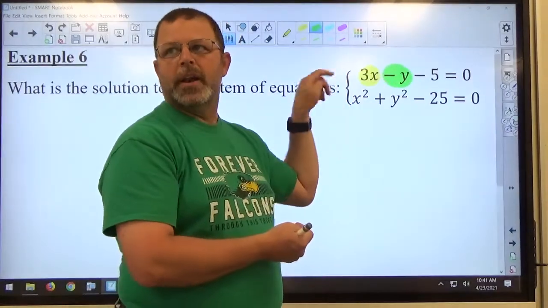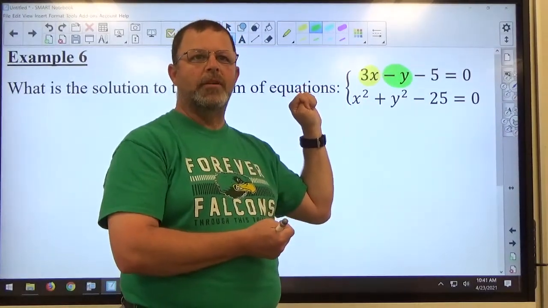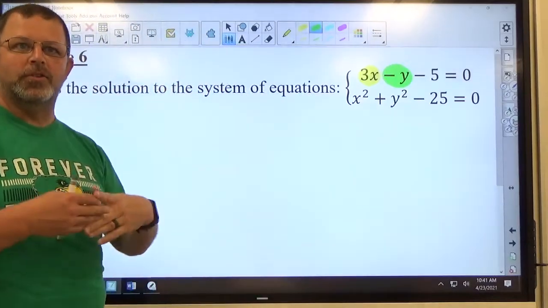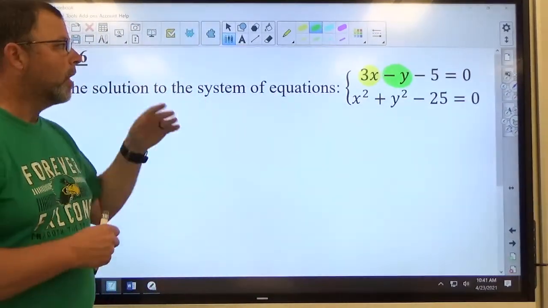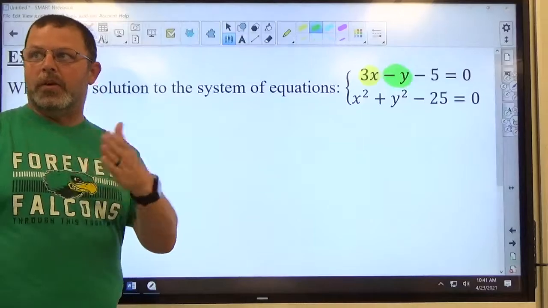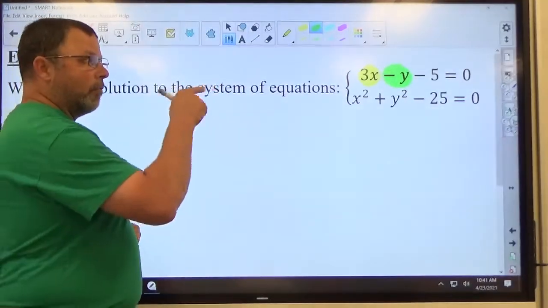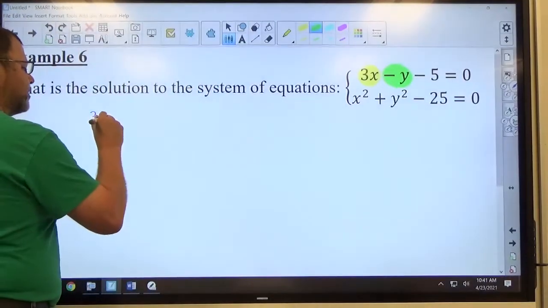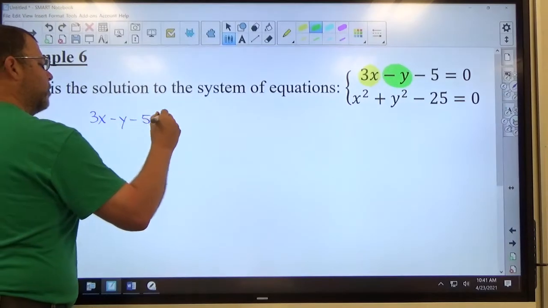If I solve for y, I'm not going to get a fraction. Most people don't like fractions as much as non-fractions, so I'm going to assume you guys are like that, right? So if I'm making the choice, I can solve for either x or y. I'm going to solve for y, so it looks like this. 3x minus y minus 5 equals 0.